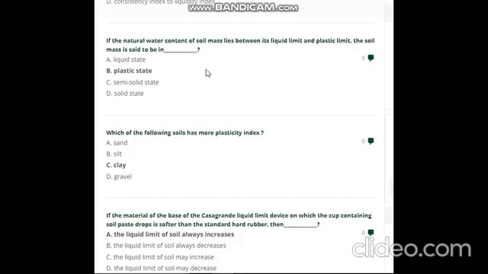If the natural water content of soil mass lies between its liquid limit and plastic limit, the soil mass is said to be in plastic state. Which of the following soil has more plasticity index? Clay has more plasticity index.